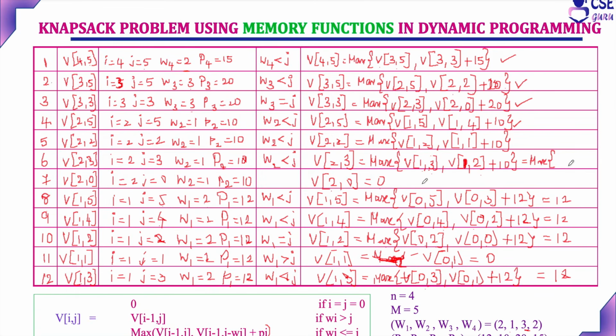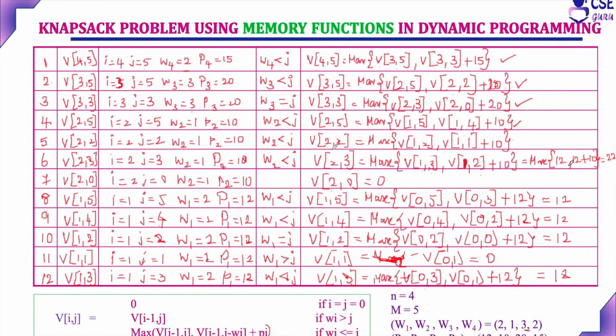So here we are considering V of 1, comma 3. V of 1, comma 3, what is the value? It is 12, comma V of 1, comma 2. V of 1, comma 2, value is 12. Plus profit of this object is 10. So what is the maximum value we will get here? It is 22. 12 or 22, we will get 22. Next, we need to move backward.